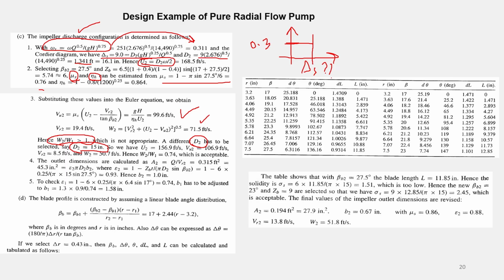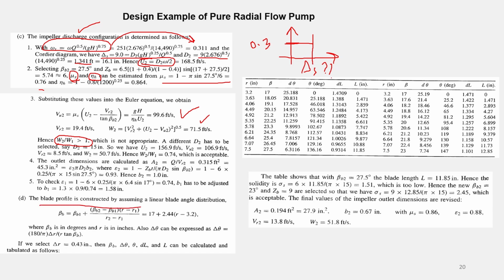So based on this new diameter, U sub 2, the rotor speed at the trailing edge of the impeller, will become this much, and you proceed with the calculations until you make sure that the diffusion factor is less than 1 but greater than 0.7. Once this condition is satisfied, then you say, okay, here are the dimensions and the details of the pump.